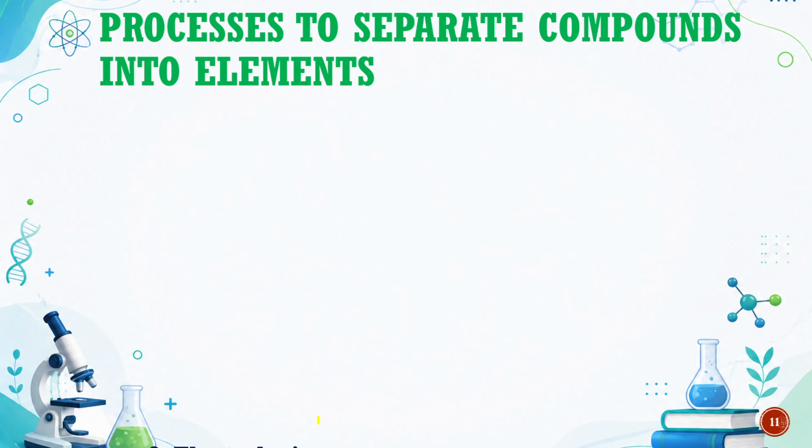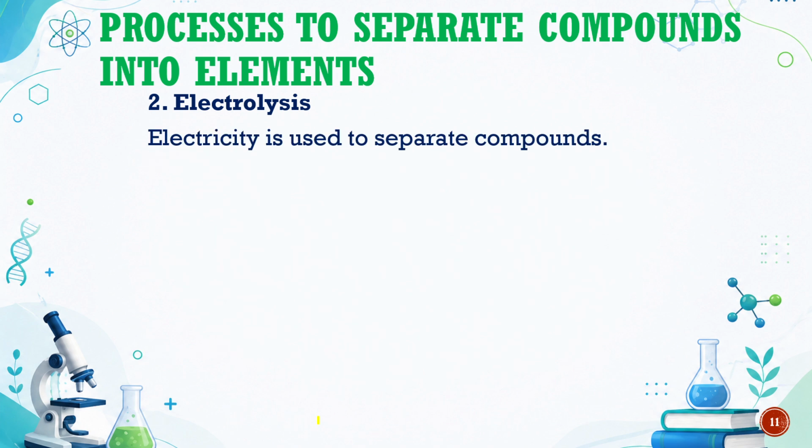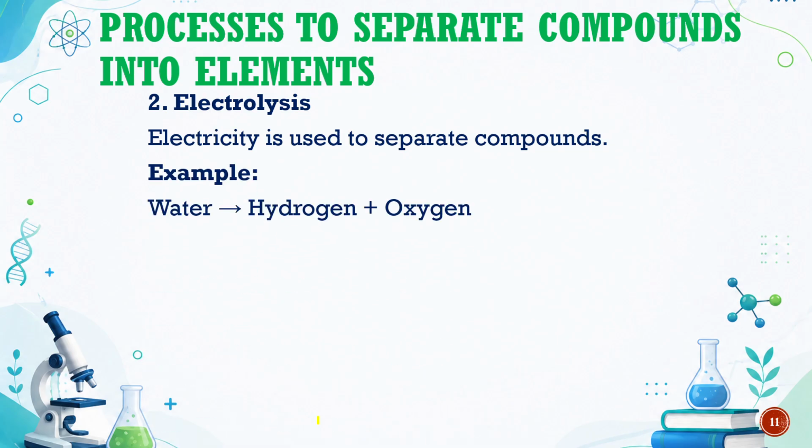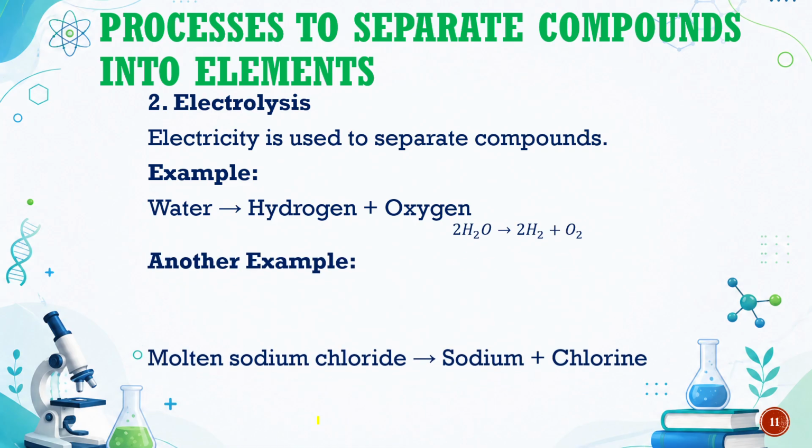All right, the second method for separating the elements from a compound is electrolysis. So what is electrolysis? Basically, electrical energy is used to separate the compounds. The example for electrolysis is water. Water can be decomposed into hydrogen and oxygen, the base elements which form water. We use the method of electrolysis, so with its help, water is broken down into hydrogen and oxygen.